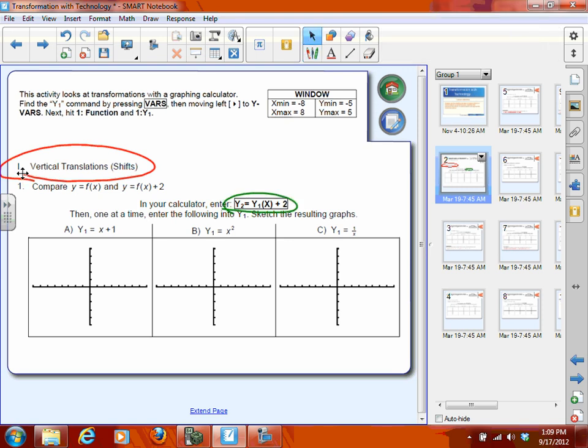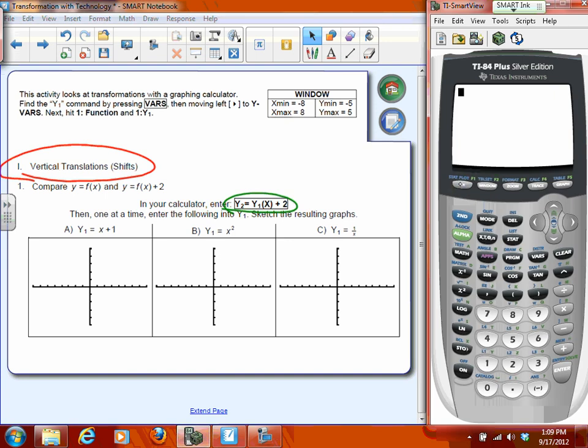So everybody go to your calculator. Let's go to y equals. We're going to skip over y1. Don't type anything in there yet. And we're going to go straight to y2. And what we're going to type in is y1 of x plus 2.